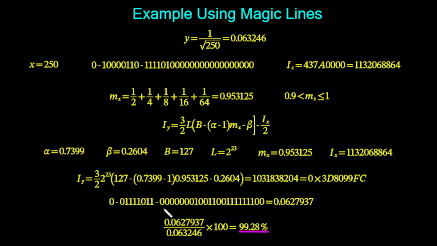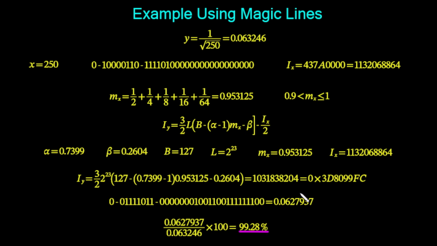And then we treat this number as a 32-bit floating point number, and we convert this 32-bit floating point number back into the decimal number, which gives us 0.0627937. So the number we're looking for is this number here, but we actually get this number here.